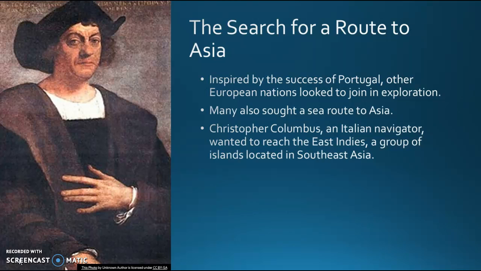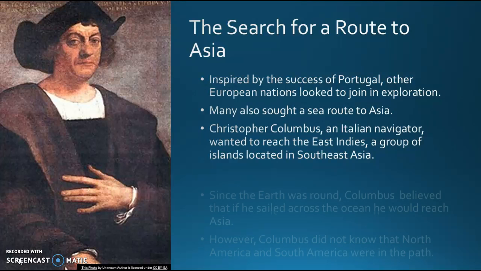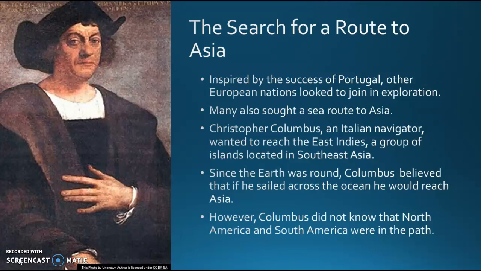Now, Christopher Columbus, you can see his picture there, was an Italian navigator who wanted to reach the East Indies, a group of islands located in Southeast Asia. Since the Earth was round, Columbus believed that if he sailed across the ocean, he would reach Asia. This made sense to a lot of people, not just him, but what Columbus didn't know is that North America and South America, where we are today, stood in the path of that.